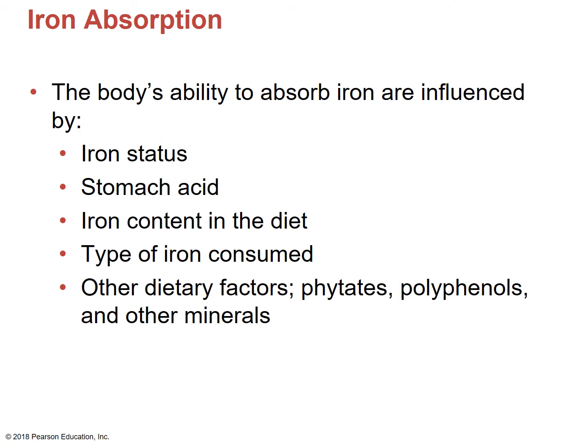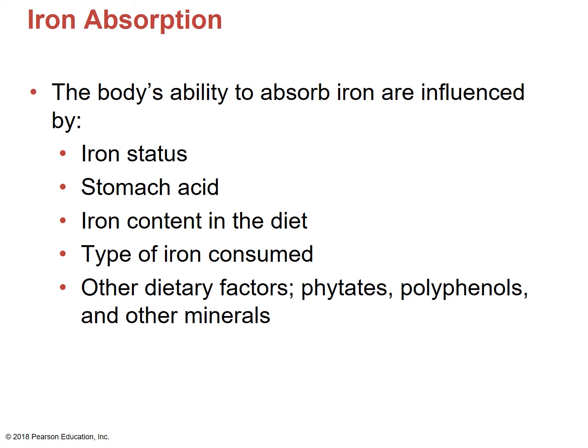Stomach acid. Adequate amounts of stomach acid are necessary for iron absorption. People with low levels of stomach acid have a decreased ability to absorb iron. This population includes many older adults and people who take medications that inhibit stomach acid production.